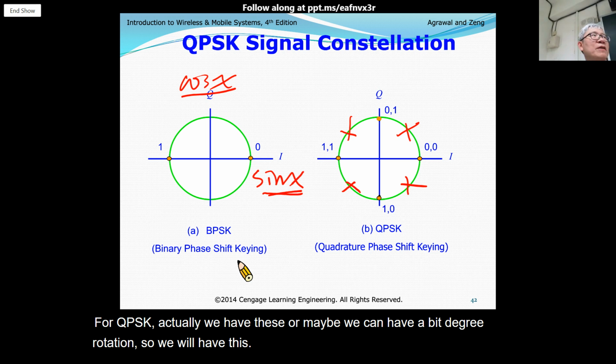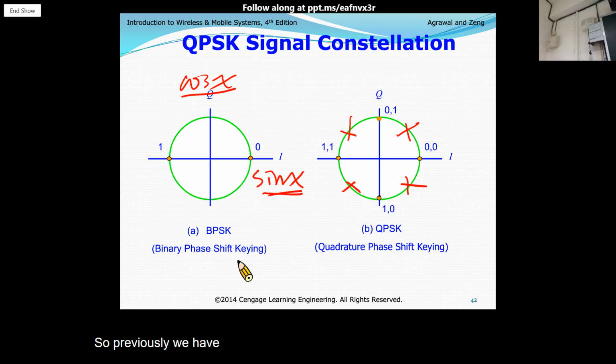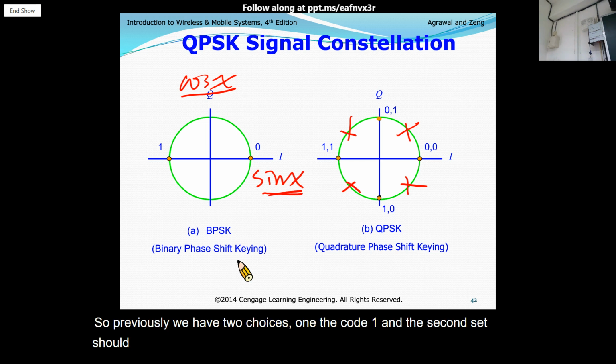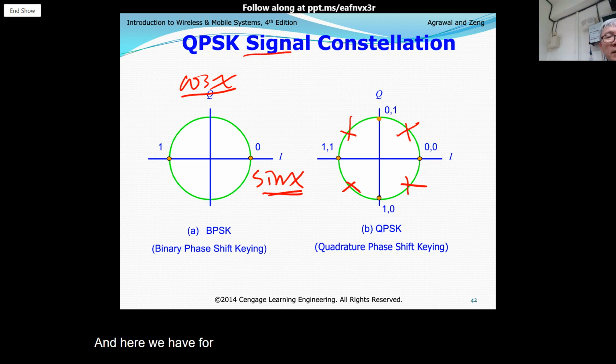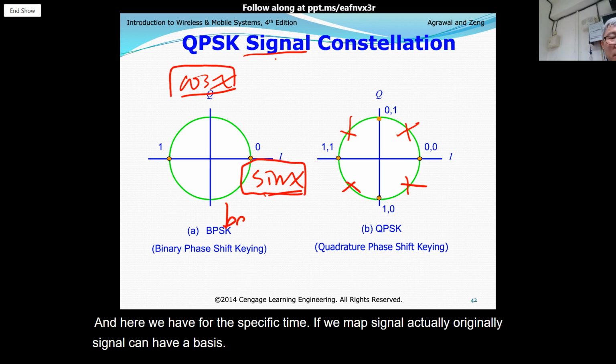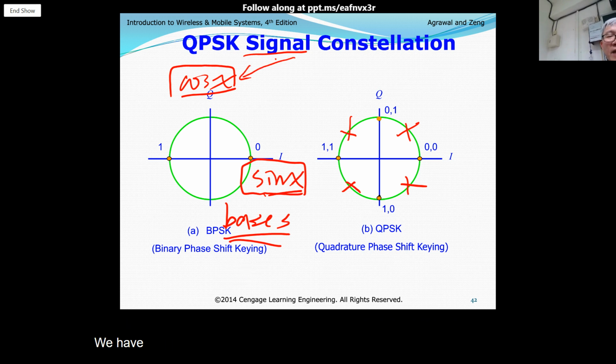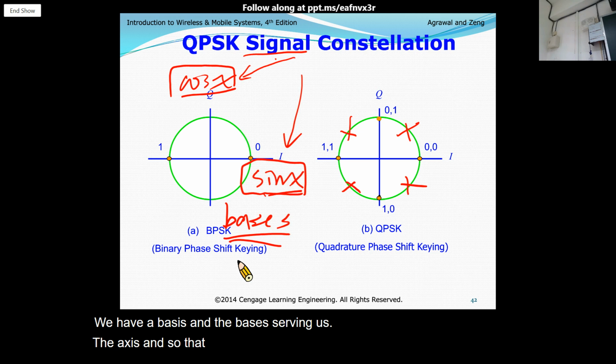So previously we have two choices. One, the current one, and the second set should be the 4 points with crossings. All right, so this is QPSK. And here, for the specific term, if we map the signal, actually originally signal can have a basis. We have a basis, and the basis serves as the axis, and so that we have the current way to show the signal.